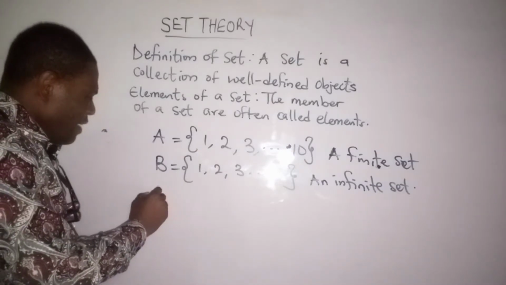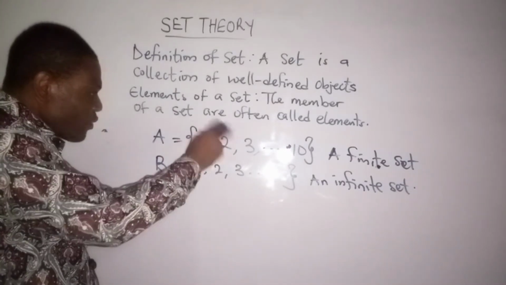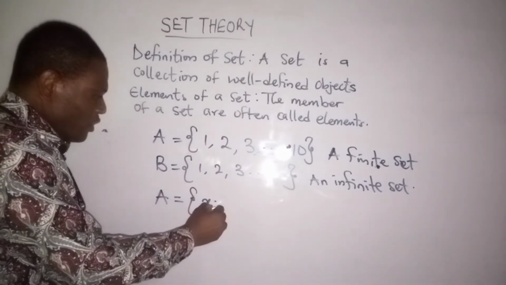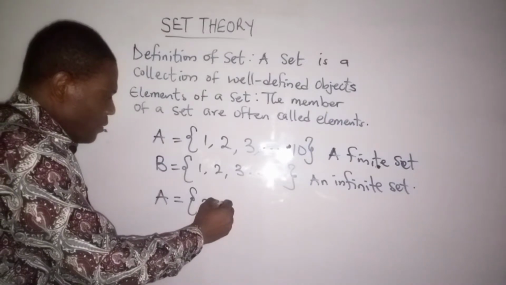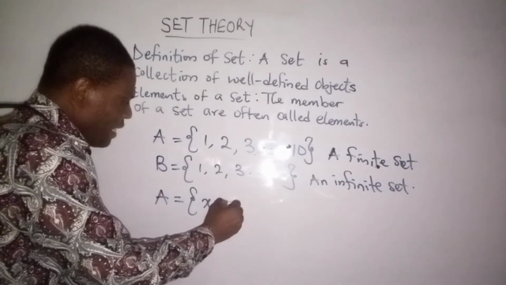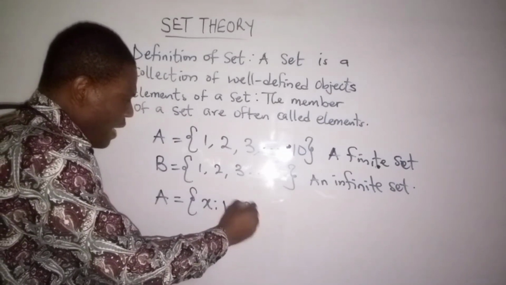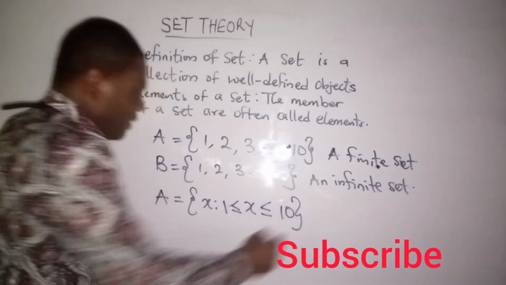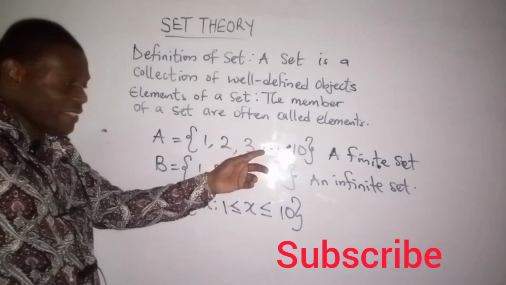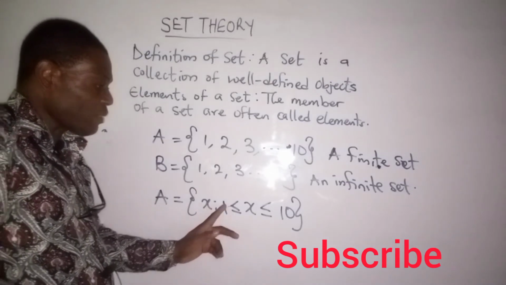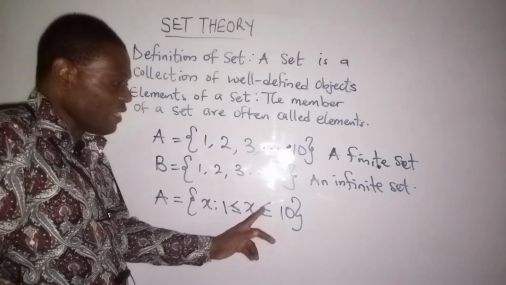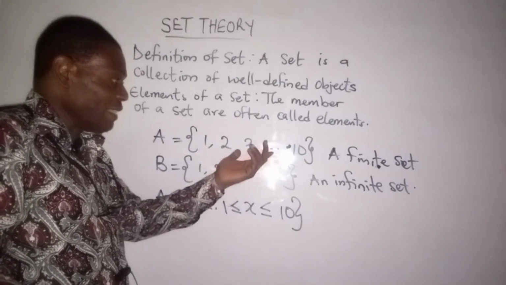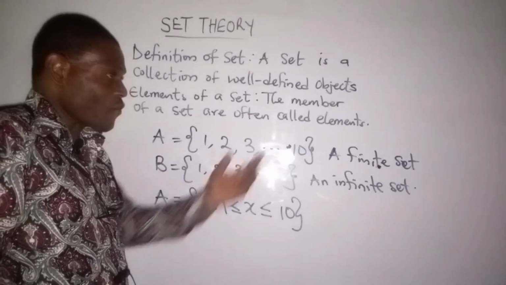Supposing I have a set A and I wish to rewrite this, I can say X such that 1 is less than or equal to X, less than or equal to 10. This is another way to write this. That is, X is such that 1 is less than or equal to X is less than or equal to 10. It's just another way of writing this.